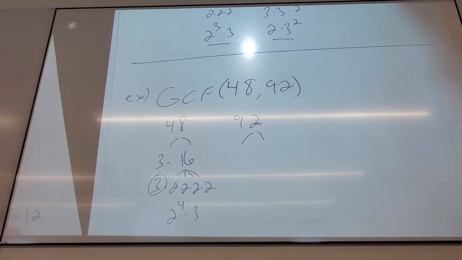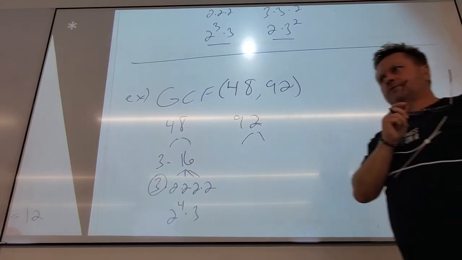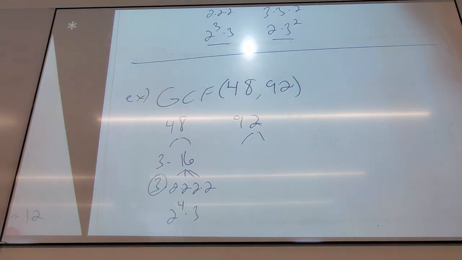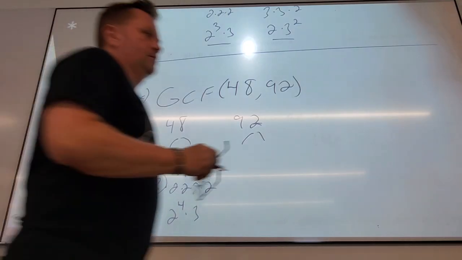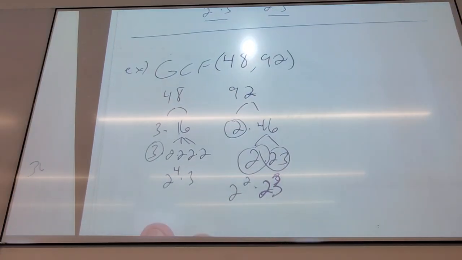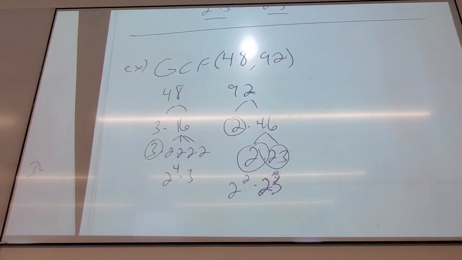92 doesn't go too far, right? If you're not sure what to do with 92, it's even, so you can divide it by 2. Here we go. What'd you guys get for 92? What are the prime factors? Yeah, good. So then you get 2 squared times 23, right? So that's kind of a bigger number that only has a few pieces to it.